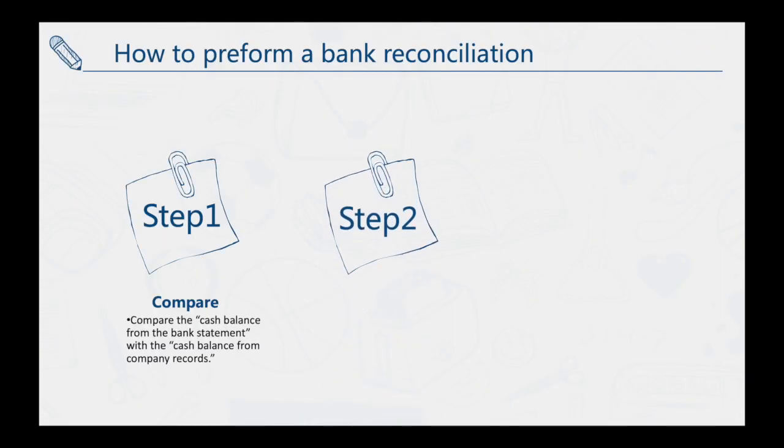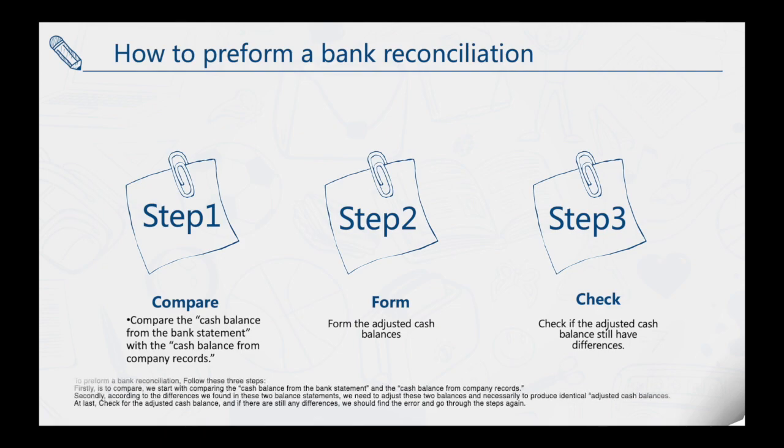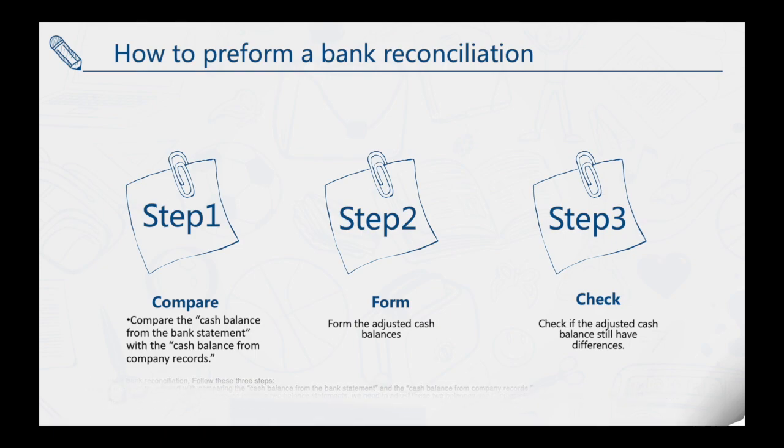To perform a bank reconciliation, follow these three steps. Firstly is to compare. We start by comparing the cash balance from the bank statement and the cash balance from company records. Secondly, according to the difference we found in these two balances, we need to adjust these two balances to produce an identical adjusted cash balance. And last, check the adjusted cash balance, and if there is still any difference, we should find the errors and go through the steps again.